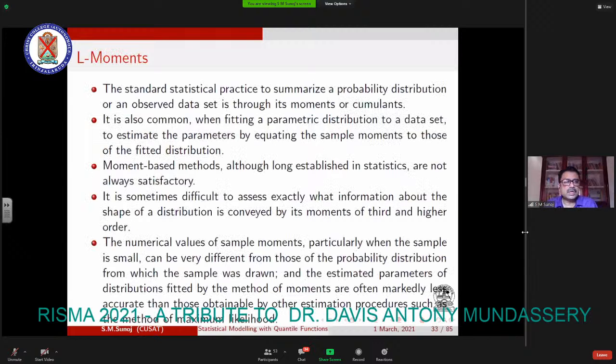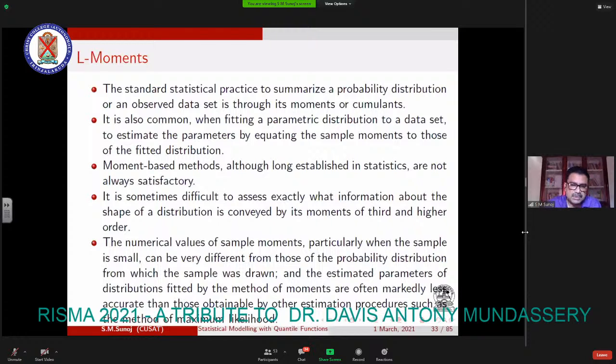And now, what is an L moment? Because this is more popularly considered in the quantile approach. The standard practice to summarize a probability distribution or an observed data set is through its moments or cumulants. It is also common when fitting a parametric distribution to a data set to estimate the parameters by equating the sample moments to those of the fitted distribution. Moment-based methods, although long established in statistics, are not always satisfactory. Why? It is sometimes difficult to assess exactly what information about the shape of a distribution is conveyed by its moments of third and higher order.